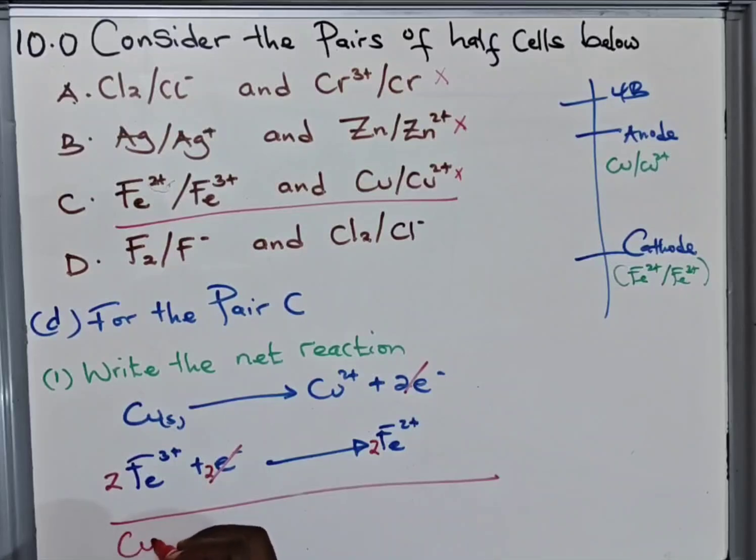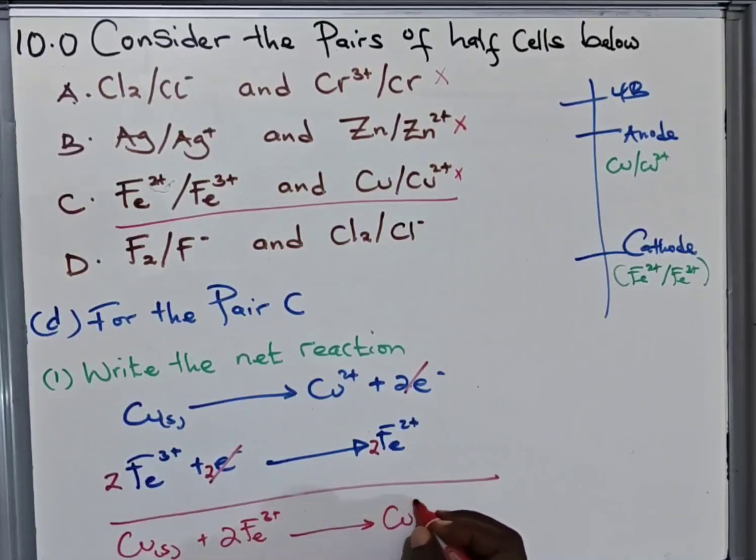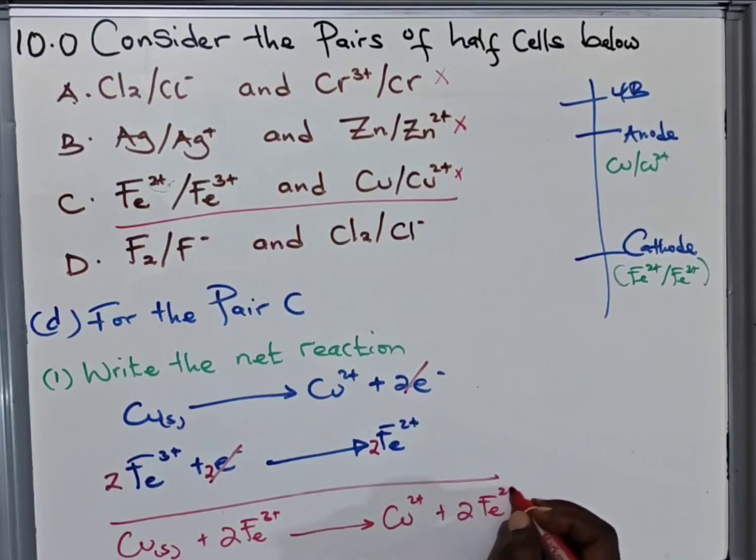So we are having copper solid plus 2 iron 3 plus, giving you copper 2 plus plus 2 iron 2 plus. Yeah, this is our net reaction.